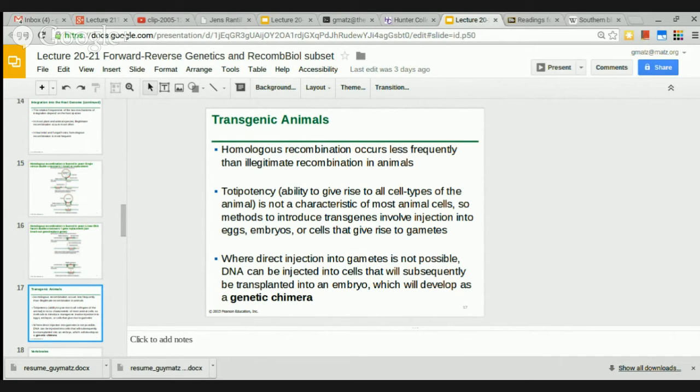Generally, we can't get it injected, depending on the organism. But certainly in mice, which is where we do a lot of transgenics, we can't inject right into the egg or into the sperm very effectively. It usually doesn't work. So instead, we end up putting it into cells that are going to give rise to the organism, and we're going to get a chimera, which I'll talk about in a minute so that you understand that better.